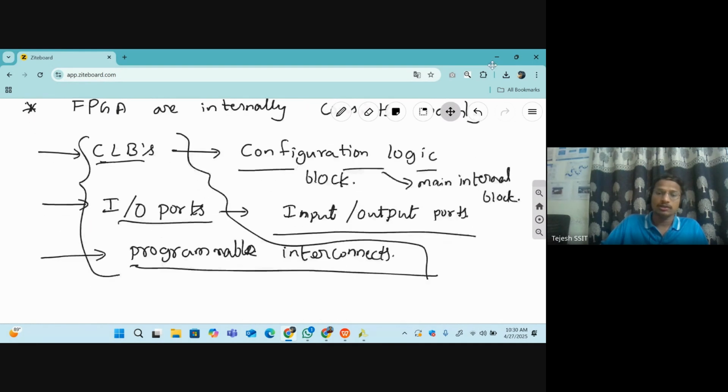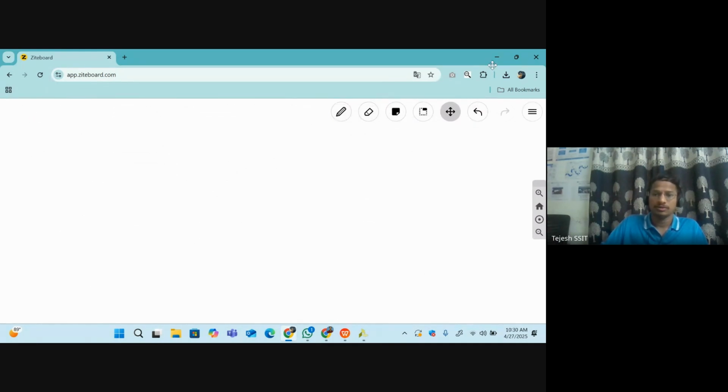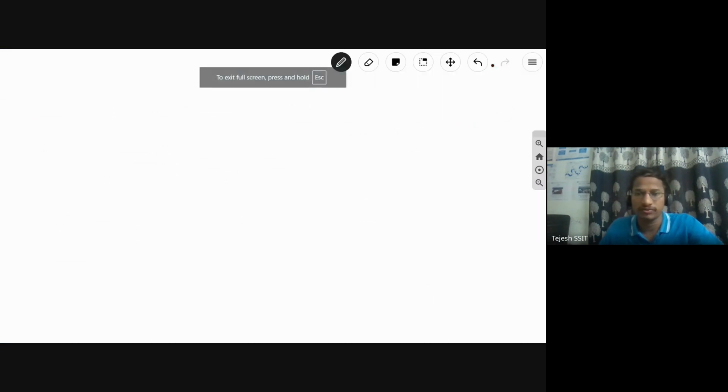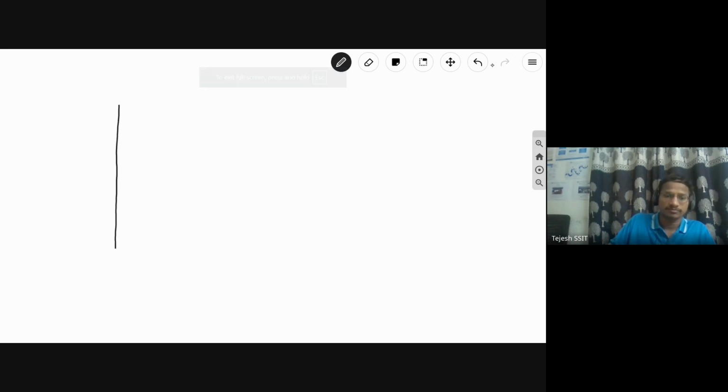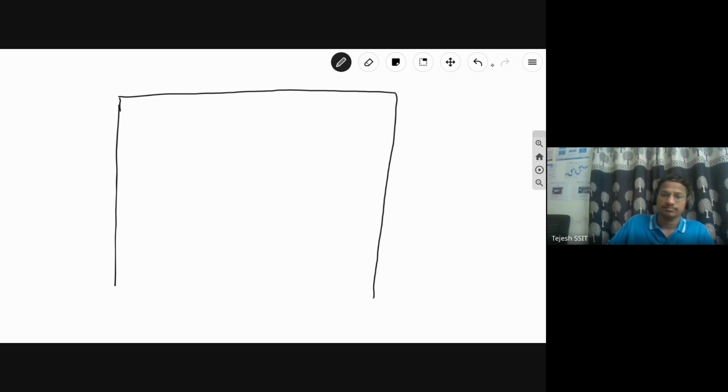So I will draw the structure. Just wait a minute. I will draw the FPGA board internal structure. So this is our internal FPGA board.